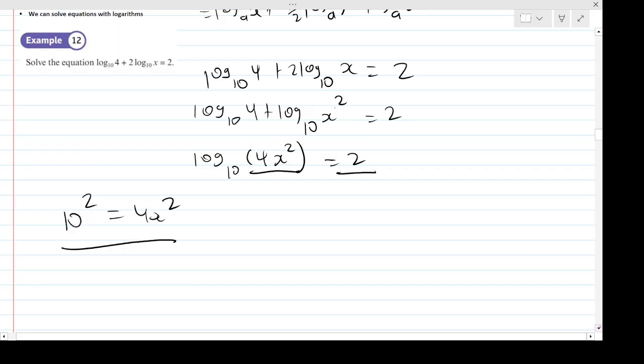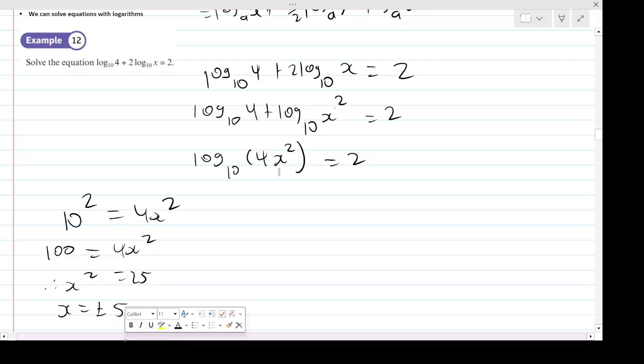Now, this is an equation I can easily solve at this point. So 10 squared is 100. So 100 is going to be 4x squared. So x squared is going to be 100 divided by 4, which is 25. So x is going to be plus or minus root 25, which is 5. So plus or minus 5.